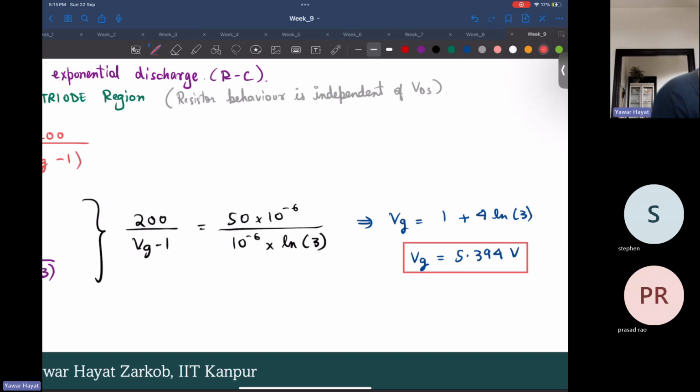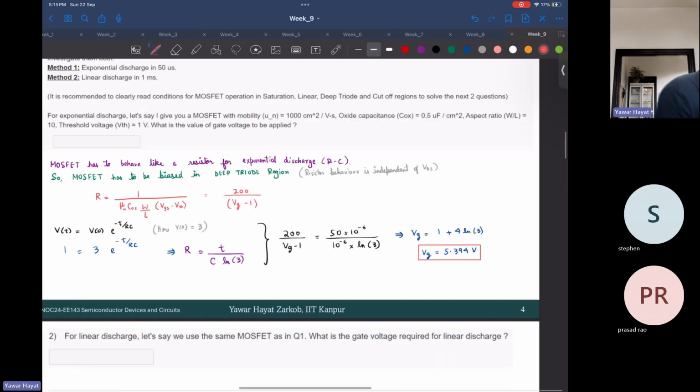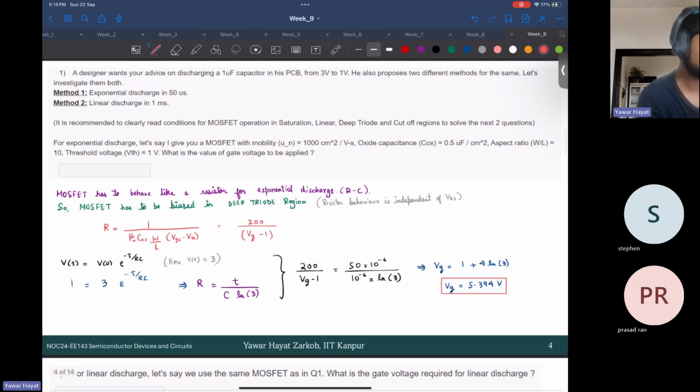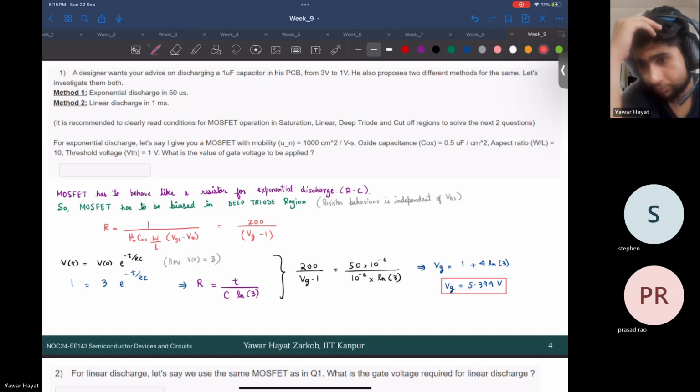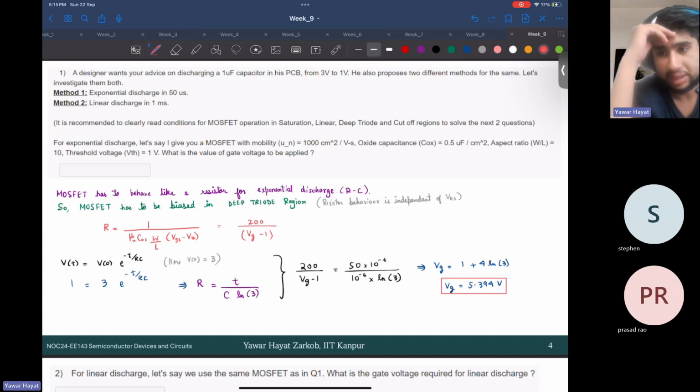Is it clear? Does anyone have any doubt on how we proceeded for this question? Okay, I'll assume no one has any doubt. So we'll move ahead.